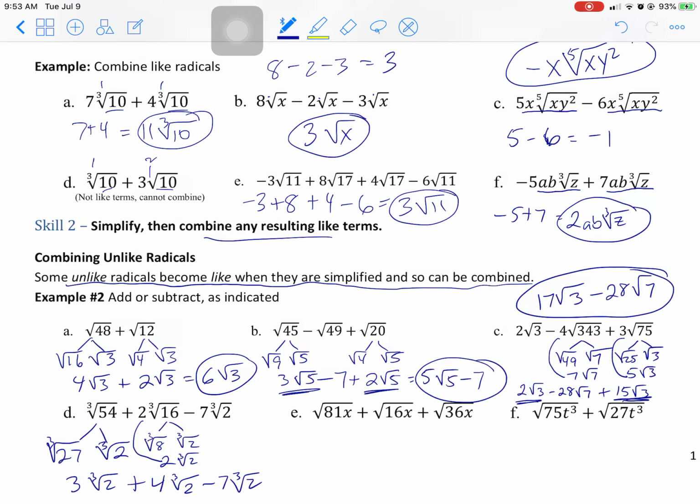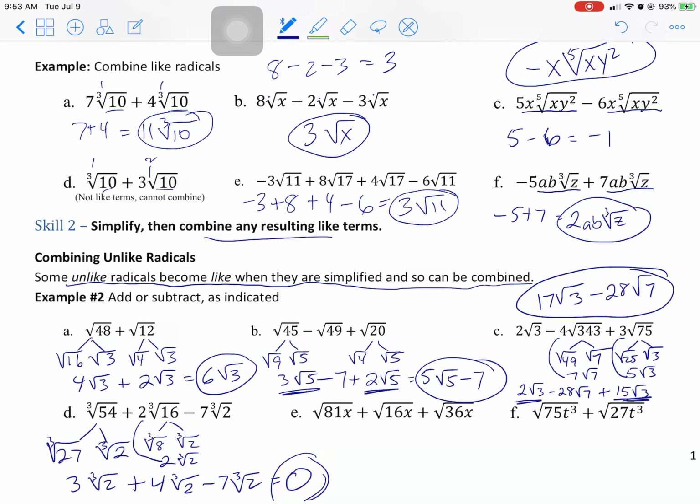All right, so notice all three terms have the same index and the same radicand. So, whoa, that's kind of like a trick question. So 3 plus 4 minus 7 is 0. So, yeah, that's it for that one. I'm just checking my notes to make sure I did it somewhere else too. Because the numerical coefficient comes out to 0, 0 times the square root of 2 is 0. So that's just a big fat 0.